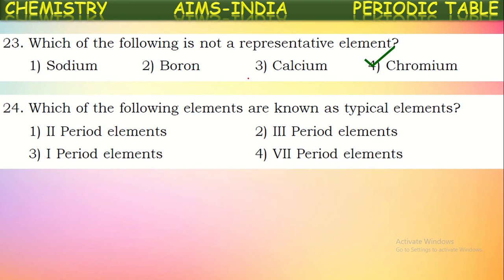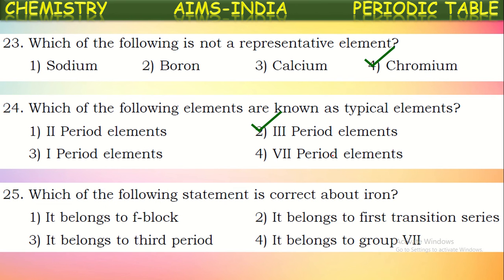Okay. Next, which of the following elements are known as typical elements? Which are called typical elements? The elements which belong to the third period are called typical elements. Third period elements give the generalized properties of that particular group. That is why these third period elements are called specially typical elements.